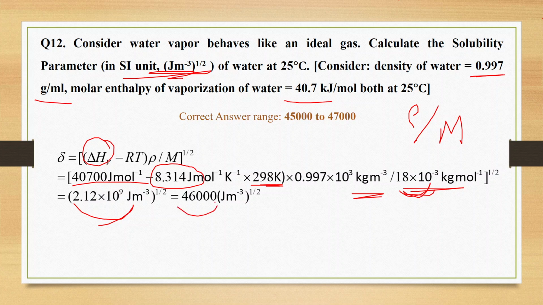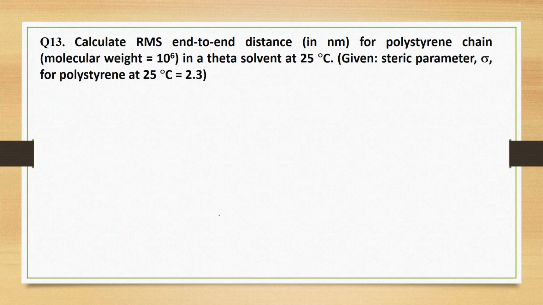Okay. And to make sure what unit they have asked you to get, you have to take the root of this 2.12 times 10 to the power minus 9, and if you take the units outside the bracket, they will be joule per meter cube to the power half, and you will get a value like this. Okay, I hope so. Fine.